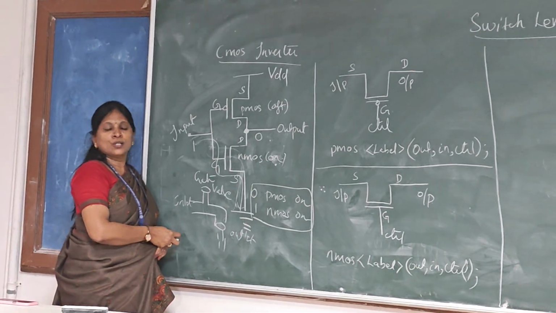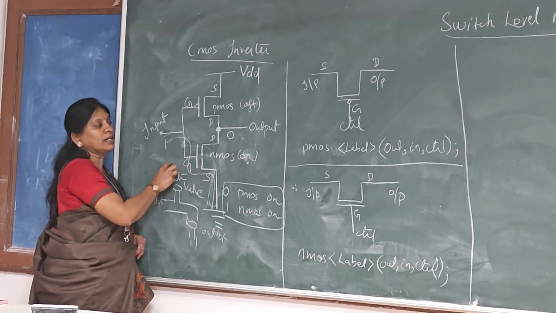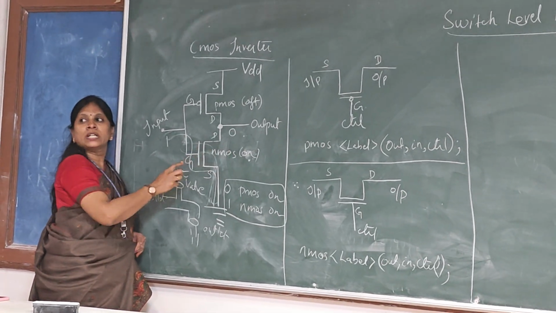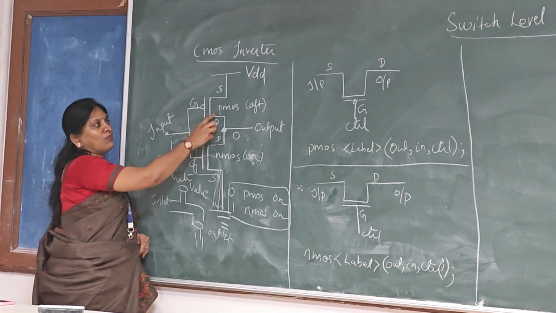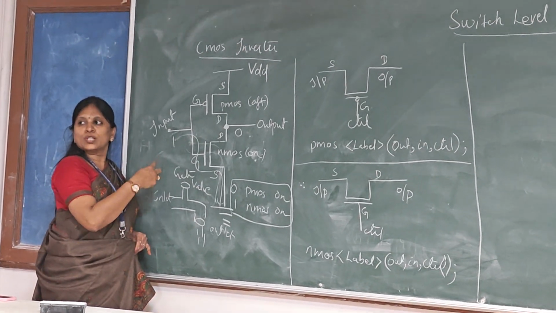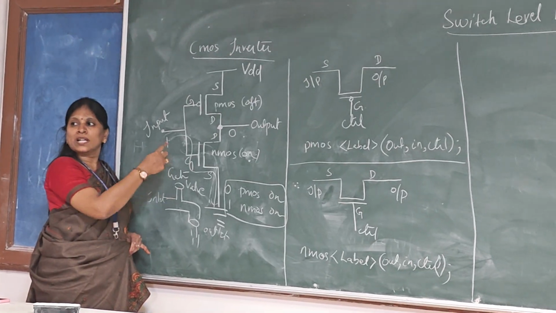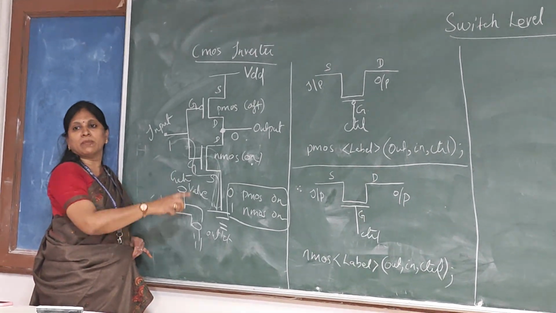You understand? So if you apply 0, you get the high output. If you apply 1, you get the 0 output. So at any particular time, only one transistor is on and one is off. So the switching activity is less, and that's why you have less power consumption if you use CMOS.